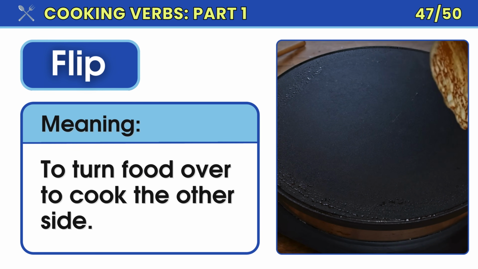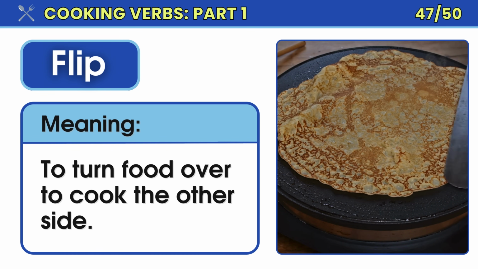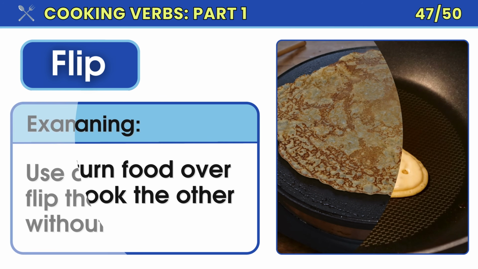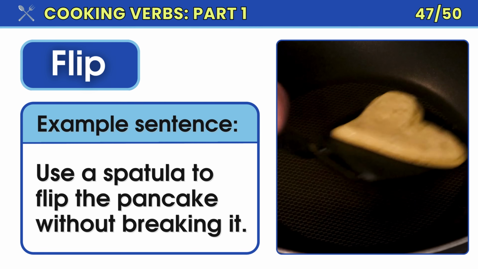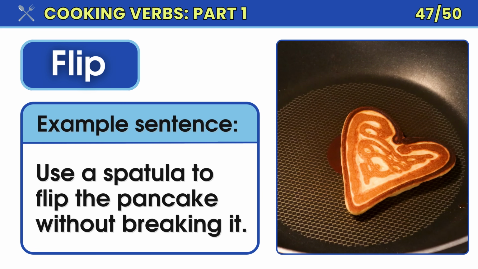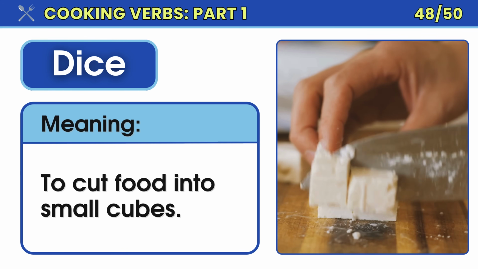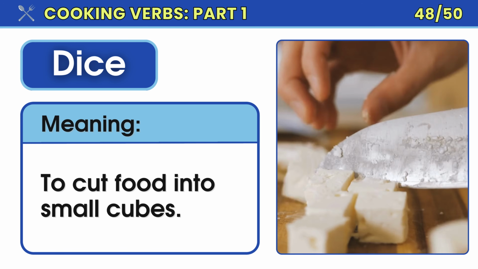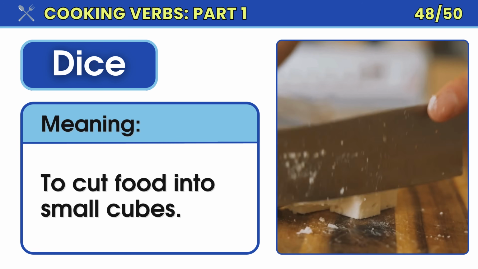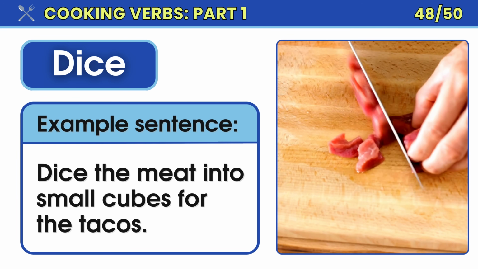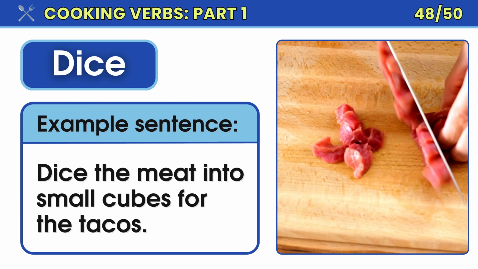To flip means to turn food over to cook the other side. For example, use a spatula to flip the pancake without breaking it. To dice means to cut food into small cubes. For example, dice the meat into small cubes for the tacos.